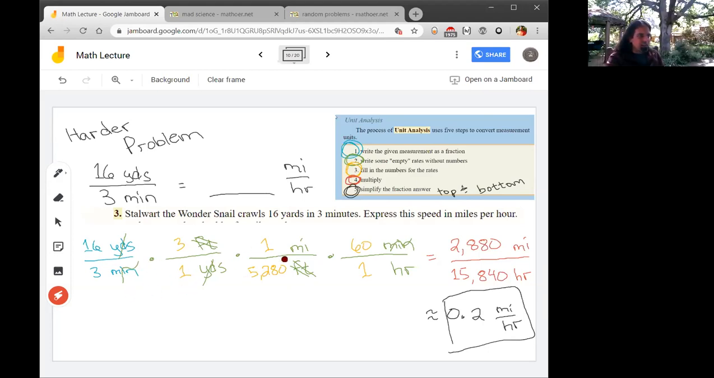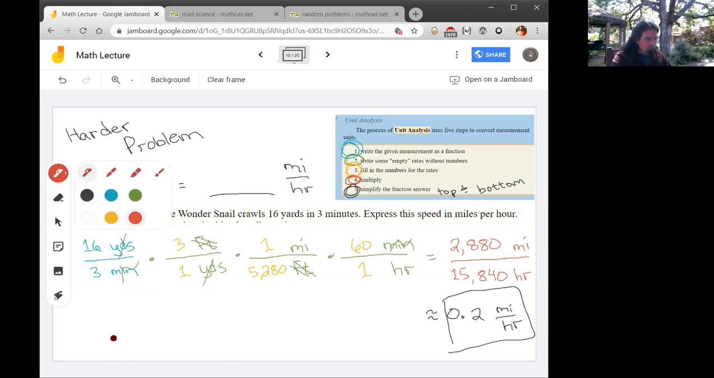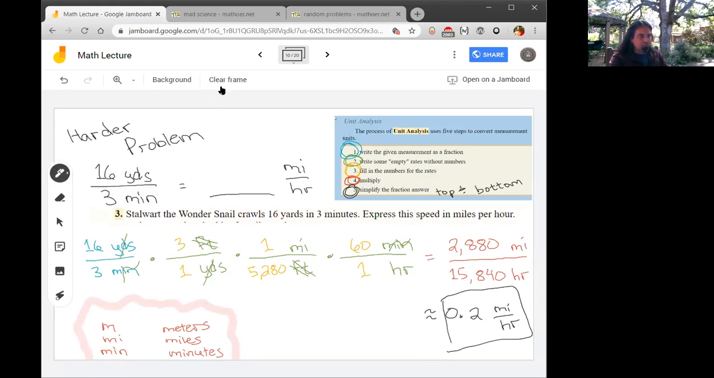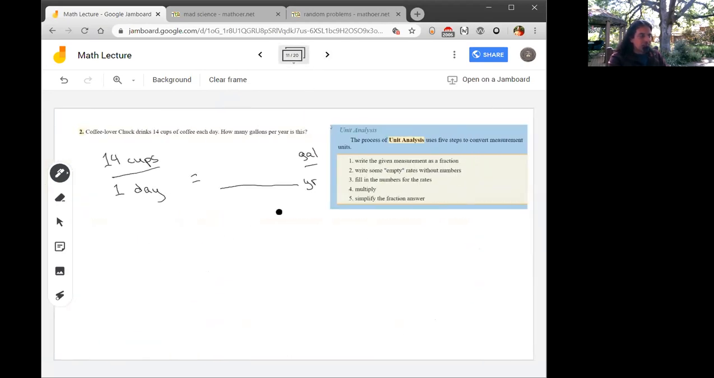Some of these problems have meters, which are just M. So if you are someone who is sloppy with your labels, then be good about that. I'll even make a little note down here. So M is meters. MI is miles. And MIN is minutes. So for the sake of everyone who's trying to grade your work, don't make your own conventions. Use the same one that everyone else uses. Okay, but none of that in here. No M's in this problem.